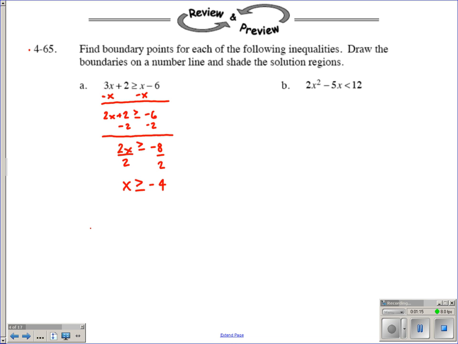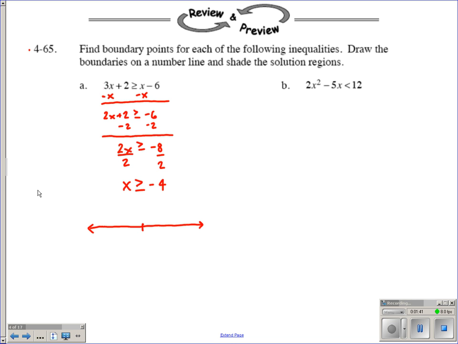Now, we've got a number line here. We want to represent this on the number line. And you should have been doing this type of graphing probably back since middle school. Maybe it's been a while, so you need a little refresher here. Remember, this is talking about all the values we could plug in for x that would make this a true statement. So since x is greater than or equal to negative 4, that is the boundary point.